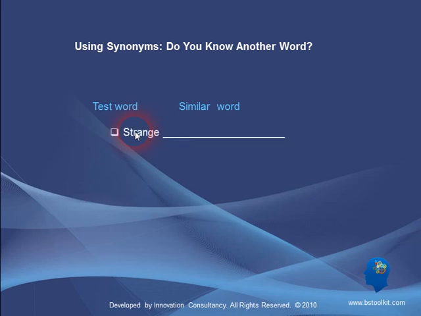We do a similar approach. You give them a test word. Now find a similar word or words that are similar in meaning to the word strange. Remember, synonyms are words that have the same meaning. Now this question tests your ability to supply synonyms for sample words. Write the first synonym that comes to your mind.